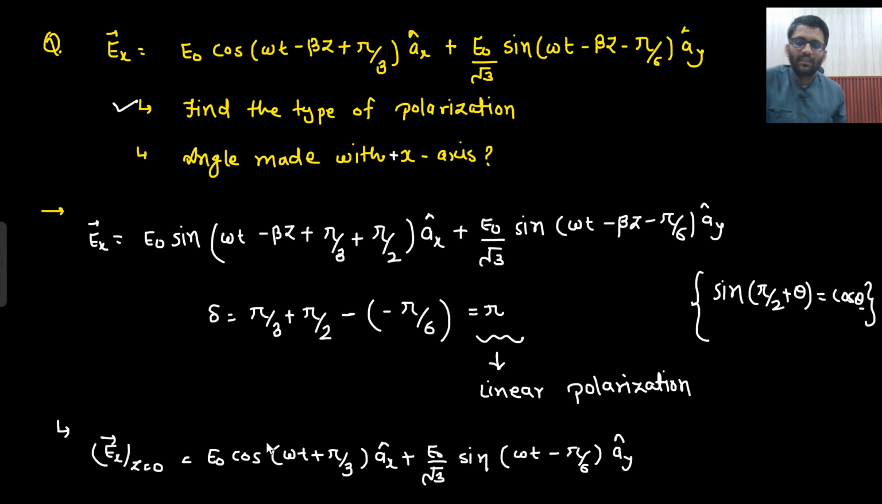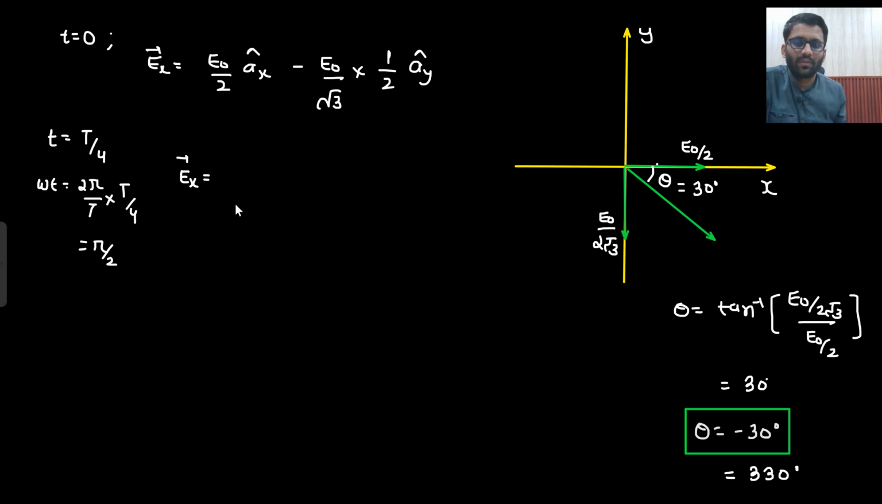So Ex is cos(pi/2 + pi/3). Cos(pi/2 + theta) is minus sin theta. So with minus sin theta, what is theta here? Theta is 60 degrees, so it is root 3 by 2. So E naught root 3 by 2, but the minus sign will be there.